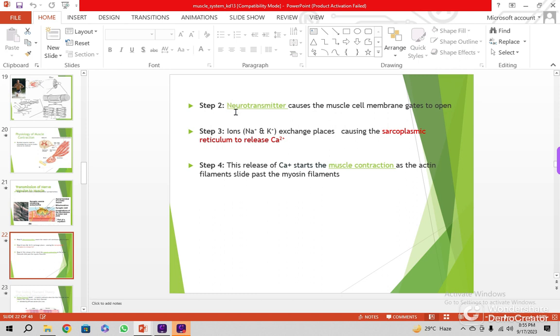The problem is this. As seen in step 3, the sodium-potassium exchange takes place, causing the sarcoplasmic reticulum to release the calcium ions. That is step 3. Step 4: this release of the calcium ions starts the muscle contraction as the actin filaments slide past the myosin filaments. Already mentioned. Now this crossover bridging or shortening: the myosin has two heads. It grips the actin and they slide on each other.